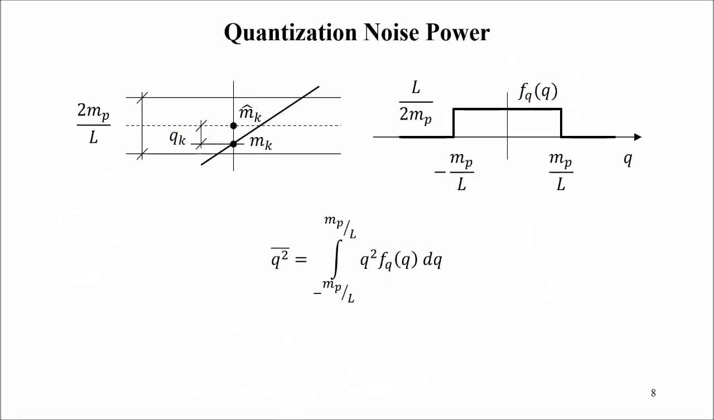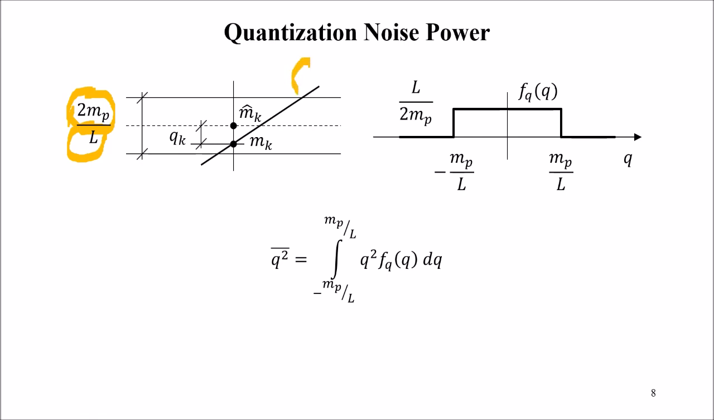This is a repeat of what we saw previously with quantization. We'll get the same result for the quantization noise power. I've zoomed in on a bit of the quantizer with L levels. The spacing between two levels is 2 times MP, the total range of the digitizer, divided by the number of levels L. So that's the spacing between the levels.